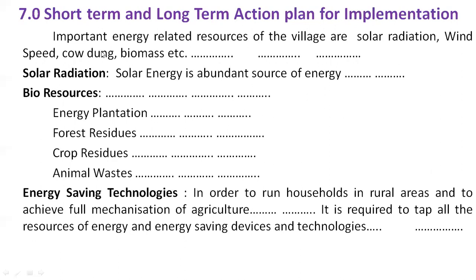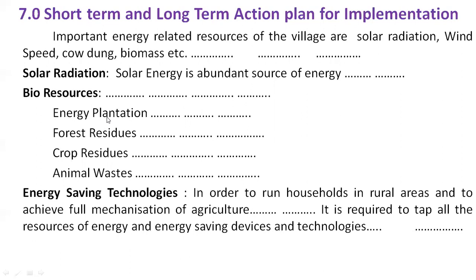You can say that the village is endowed with a good amount of solar radiation, because important energy related resources of the village could be solar radiation, wind speed, cow dung, biomass, etc. Some villages will have very good wind speed. Some villages will have very good solar radiation in a year, and biomass availability is so much, cattle dung is so much. So you can go on explaining that solar energy is abundant and how many days in a year in that particular village, for which you can collect the data and say.